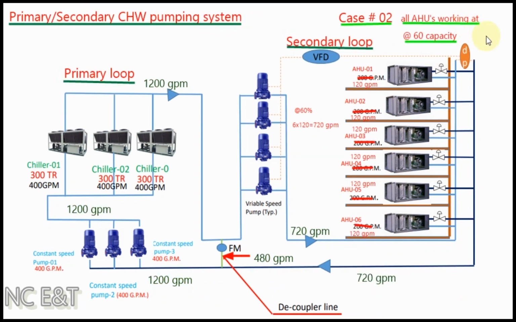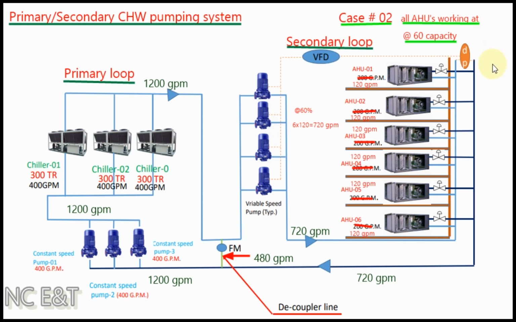For case 2, we have assumed that all AHUs are working at 60% of their full capacity. As we have selected the AHU of 200 GPM for total capacity, so the GPM needed for 60% capacity will be 120 GPM, and the two-way valve will allow only 120 GPM to flow through the AHU.